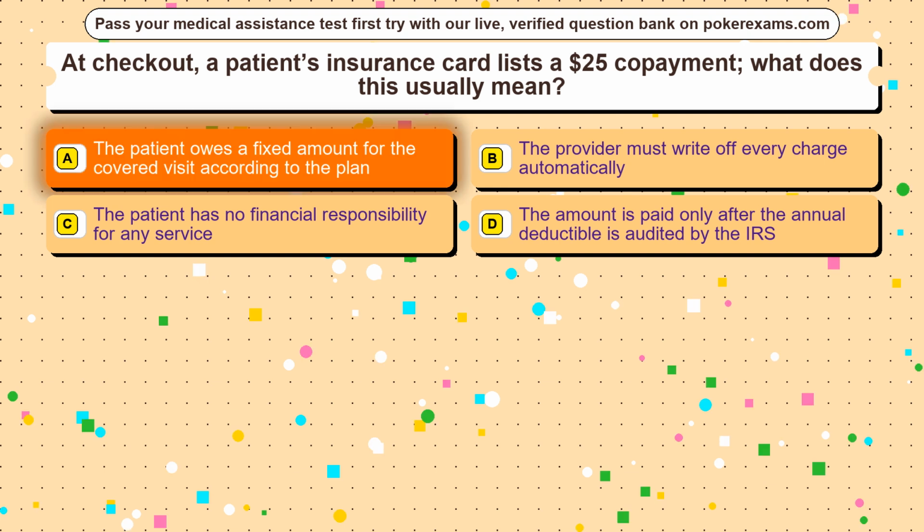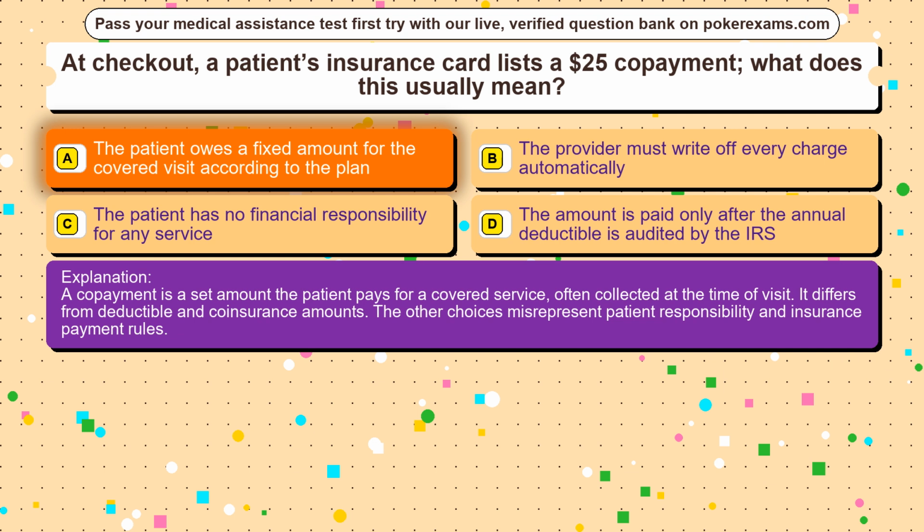The correct answer is option A. The patient owes a fixed amount for the covered visit according to the plan. A copayment is a set amount the patient pays for a covered service, often collected at the time of visit. It differs from deductible and coinsurance amounts. The other choices misrepresent patient responsibility and insurance payment rules.